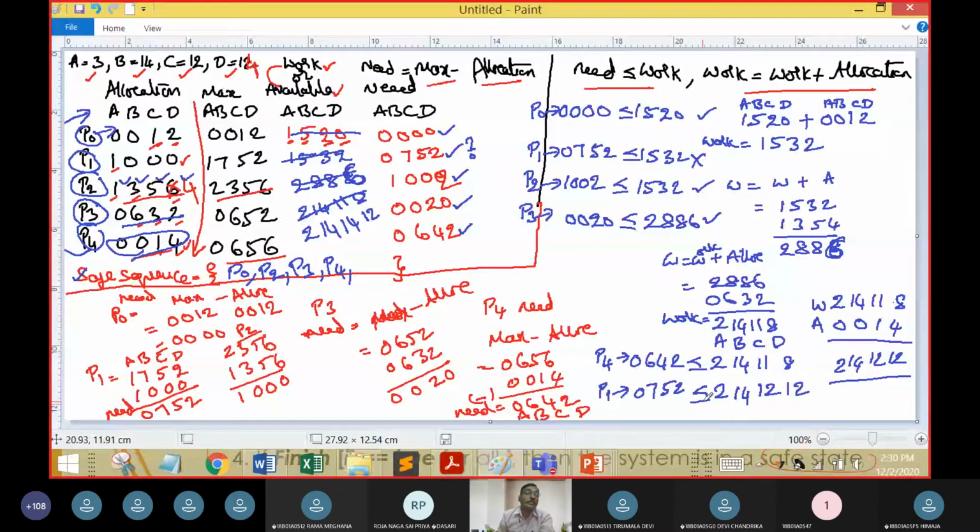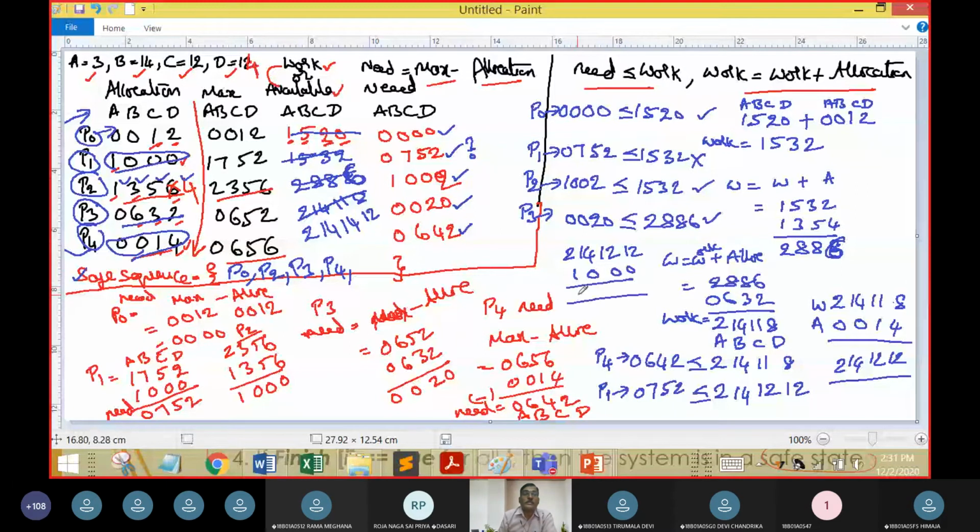What is the other step if the condition is satisfied? Then we have to say work is equal to work plus allocation. So what is work plus allocation? I'm going to get 2, 14, 12 and 12. Then I'm going to add the allocation of P1, that is 1000. So I'm going to get 3 instances, 14 instances, 12 instances and 12 instances. So A, B and C, D.